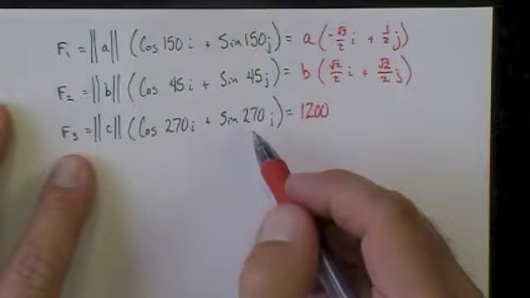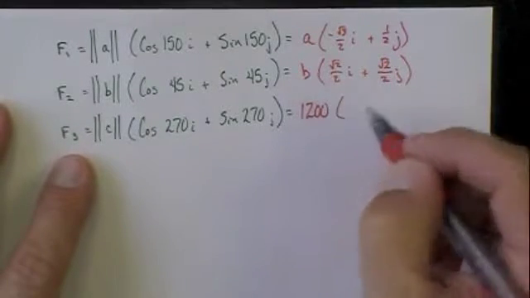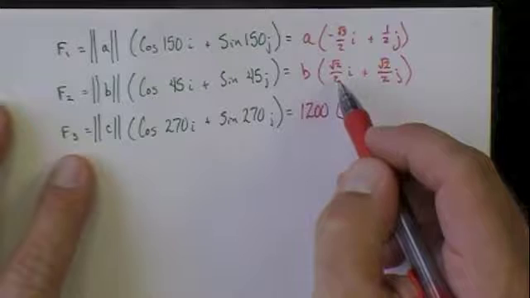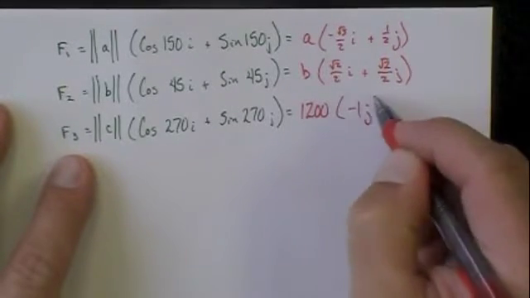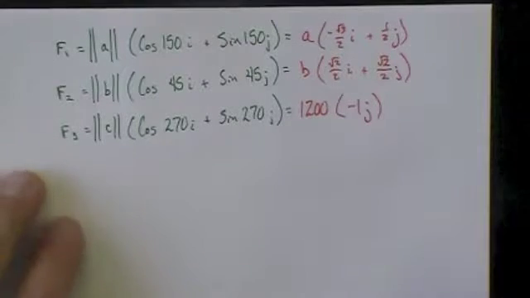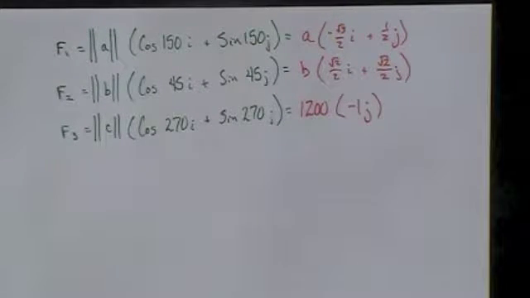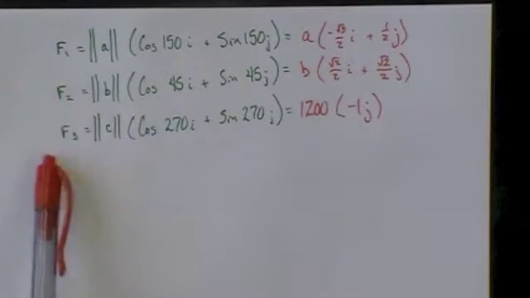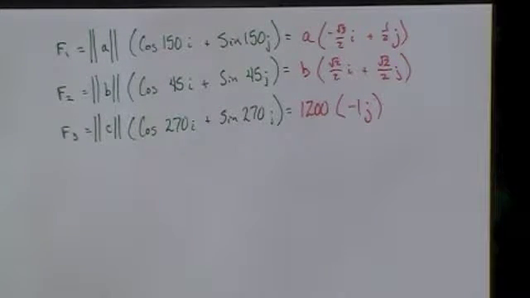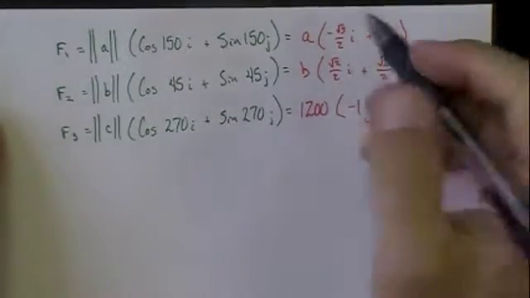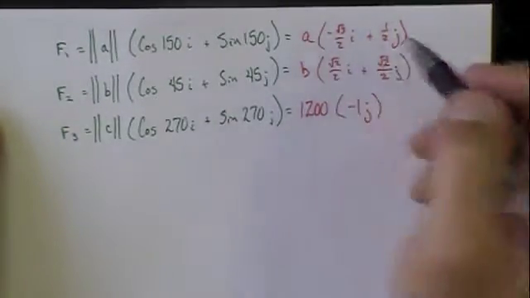Sine of 270 is negative 1. So we do not have an i component here. That would be 0. And then we have negative 1 for our j component. So what we've done now, remember what we're trying to say is that we have our force 1, force 2, and force 3, that when we add them together, that's going to equal 0.